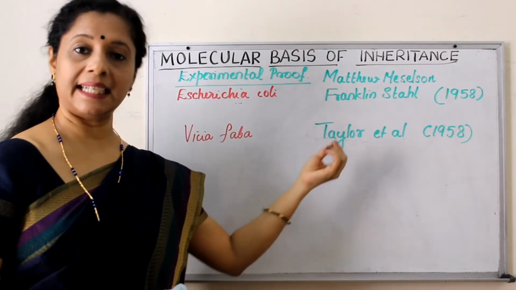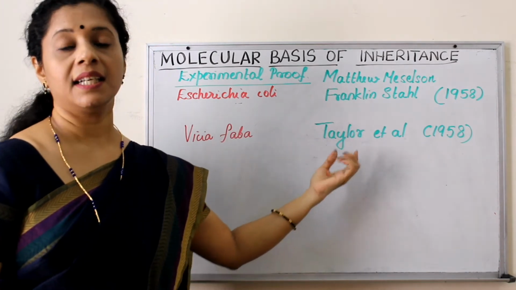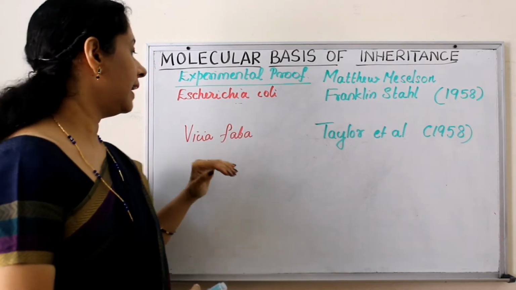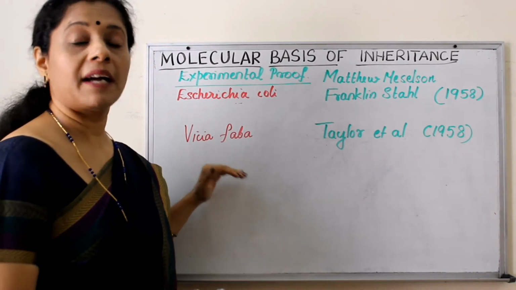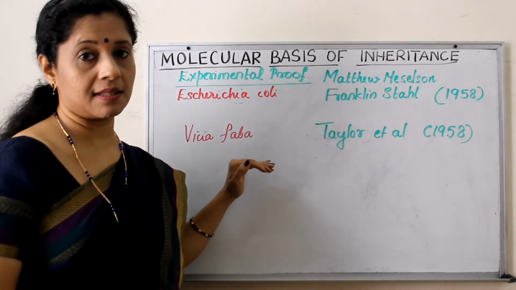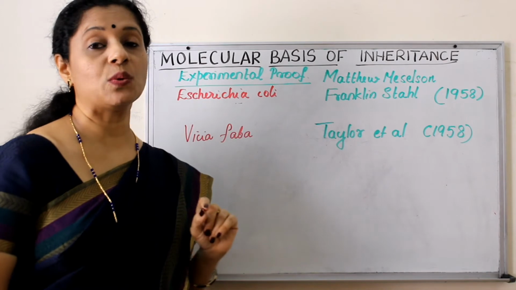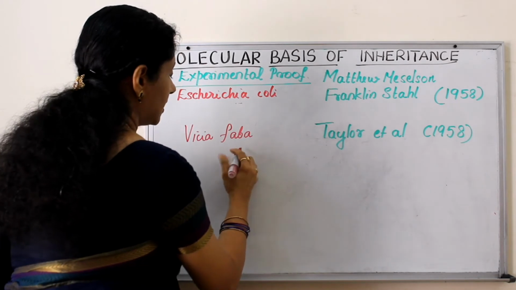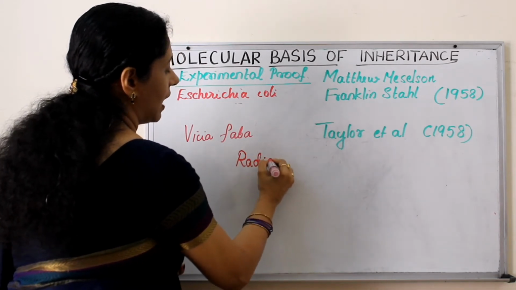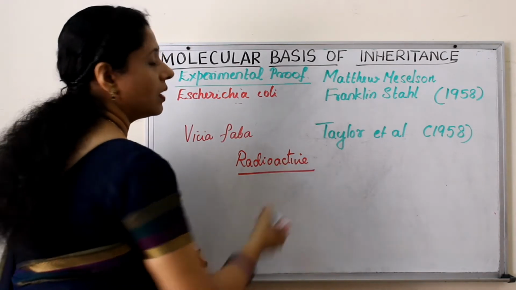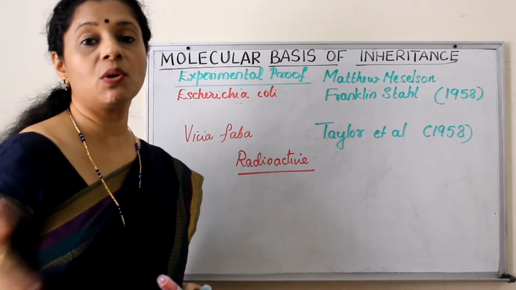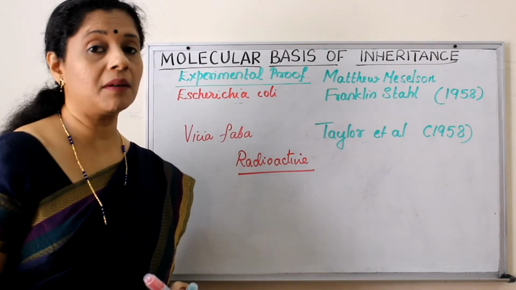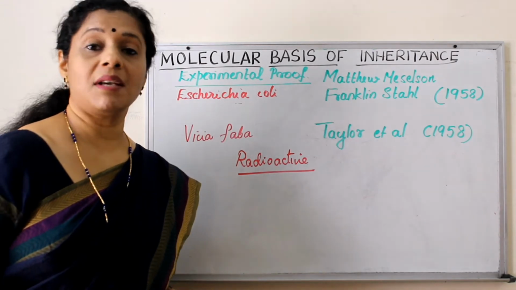During the same year, 1958, another scientist called Taylor and his colleagues, Taylor et al., did an experiment in faba beans. It's called Vicia faba, or faba beans. What was their mode of experiment? They used radioactive thymidine. We know that thymine is actually a nitrogenous base. They could detect its distribution in the newly synthesized DNA easily, being radioactive, so that they could confirm that DNA replication is semi-conservative.